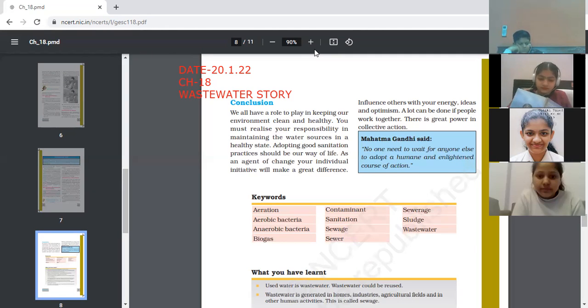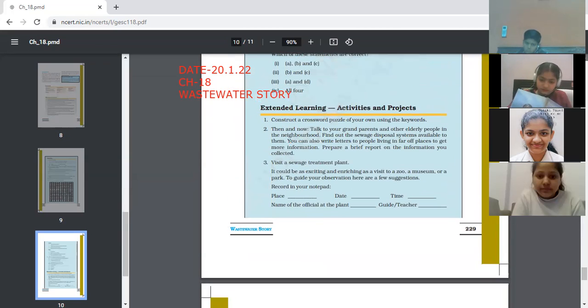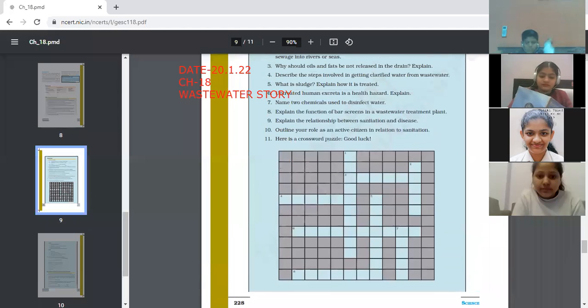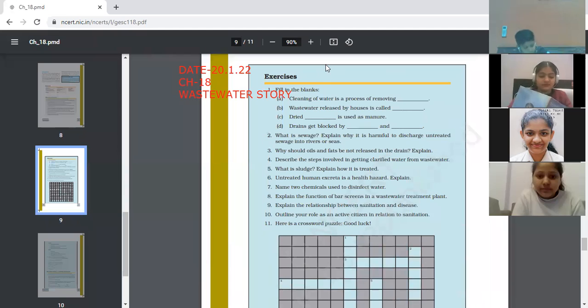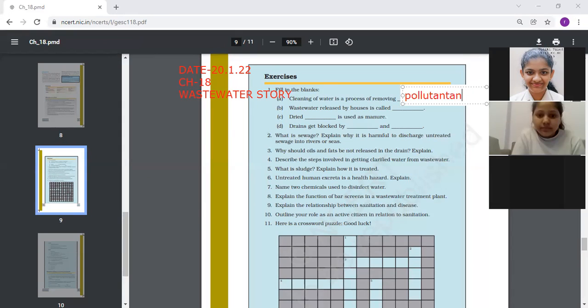Now we are here to discuss the back exercise. Let's continue with it. Your question number one is filling the blanks. So let's read the filling the blanks. First is, cleaning of water is the process of removing pollutants. Next is, wastewater released by houses is called sewage.